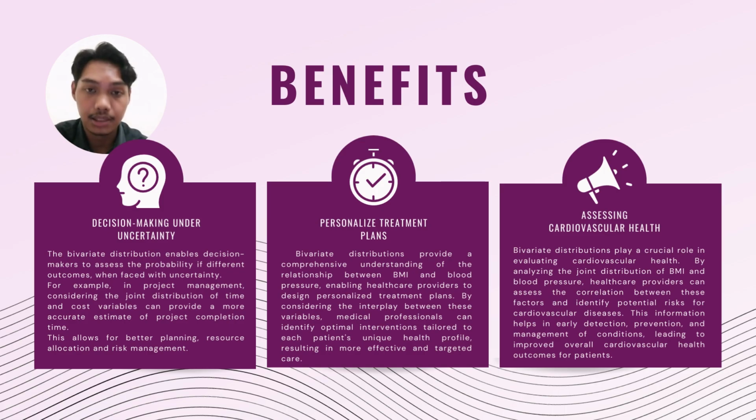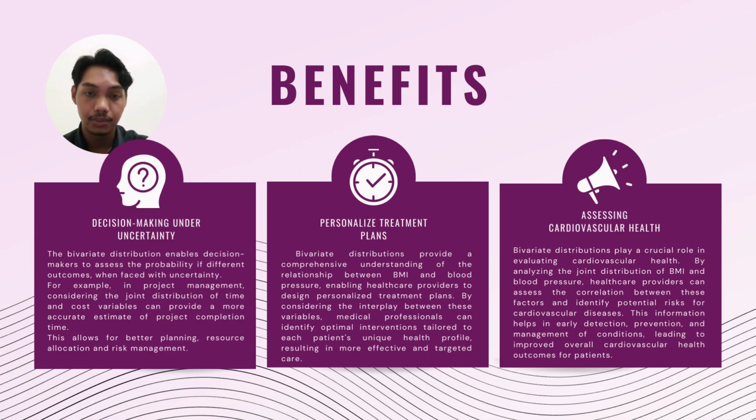My name is Muhammad Danish Hazimi bin Ramli, and I'm going to present to you about the benefits of bivariate distributions in decision making under uncertainty, personalized treatment plans, and also assessing cardiovascular health. So, in decision making under uncertainty, the bivariate distribution enables decision makers to assess the probability of different outcomes when faced with uncertainty. For example, in project management, considering the joint distribution of time and cost variables can provide a more accurate estimate of project completion time. This allows for better planning, resource allocation, and risk management.